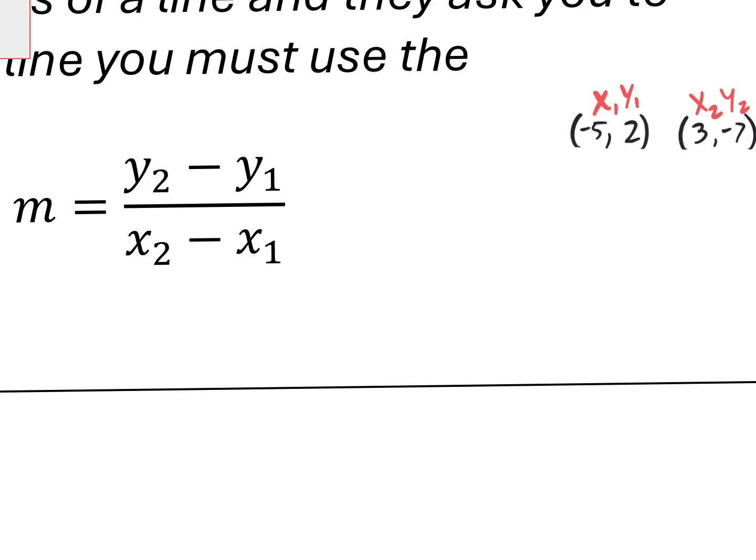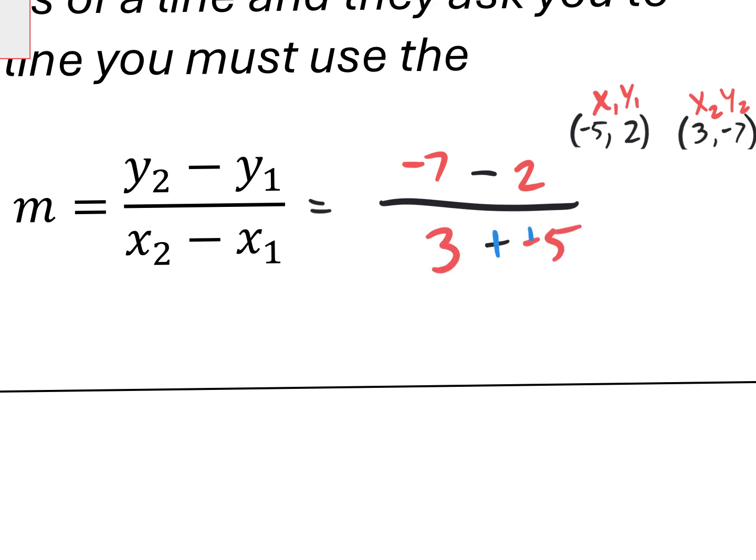So when you rewrite the formula, I recommend rewriting it with the blank spot on each of the y2, y1, x2, x1, and then plug in your y2, which is -7 in this case, y1, which is +2 in this case, x2, which is 3, x1, which is -5. Then you do the math.